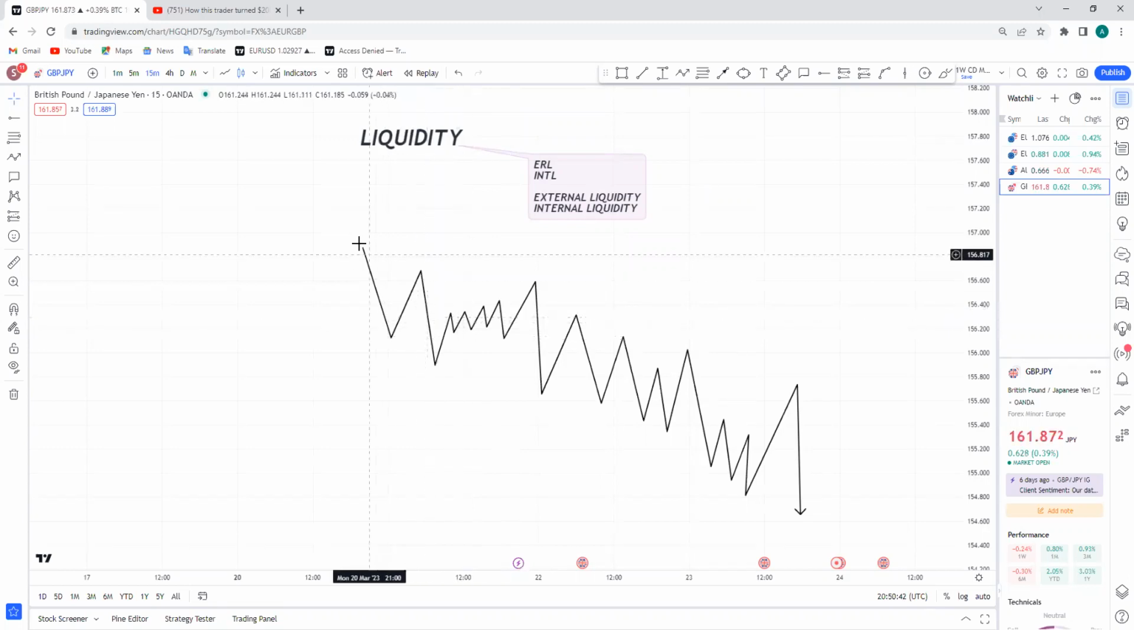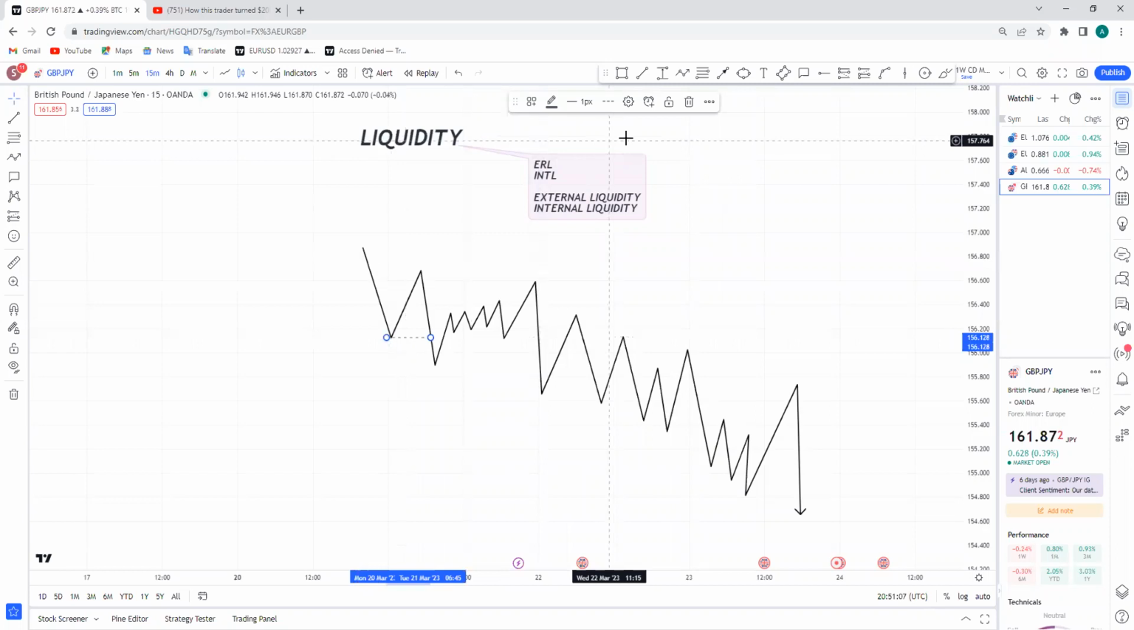Now, let's see, we have a downtrend market. We have lower low, lower high, lower low, lower high, lower low, lower high, lower low, continuously. Now, looking at this lower low, this lower low here is our what? External liquidity. This lower low is our external liquidity.